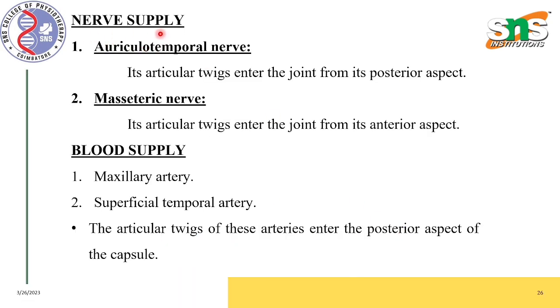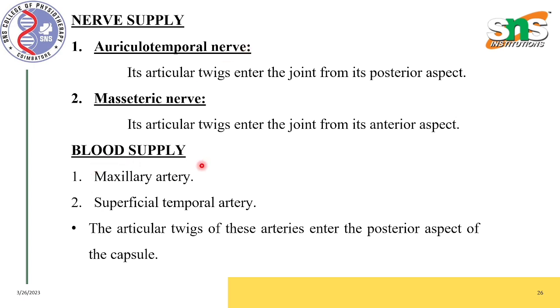Coming to the nerve supply, the temporomandibular joint is supplied by two nerves, that is the auriculotemporal nerve and masseteric nerve. Auriculotemporal nerve, its articular twigs enter the joint from its posterior aspect. Masseteric nerve, its articular twigs enter the joint from its anterior aspect. So the anterior aspect of your temporomandibular joint is supplied by your masseteric nerve, and the posterior aspect of the temporomandibular joint is innervated by your auriculotemporal nerve.